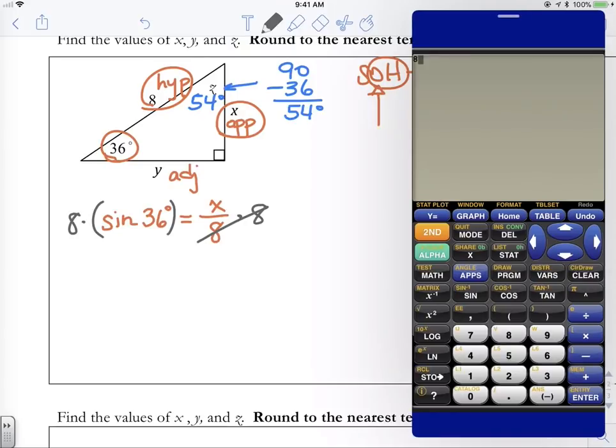Okay, what we're typing in the calculator is 8 sine of 36 degrees. Depending on your calculator, you might have to do 8 times sine of 36. In the problem, it said to round to the nearest tenth. So, rounded to the nearest tenth, x is approximately 4.7.